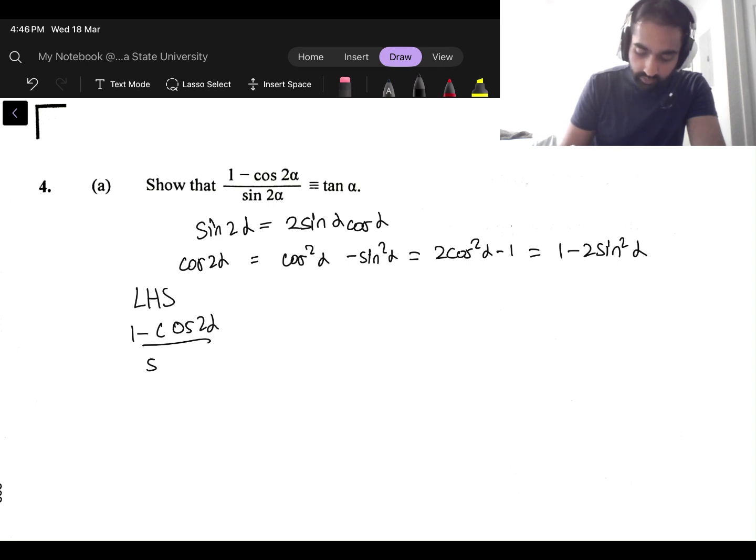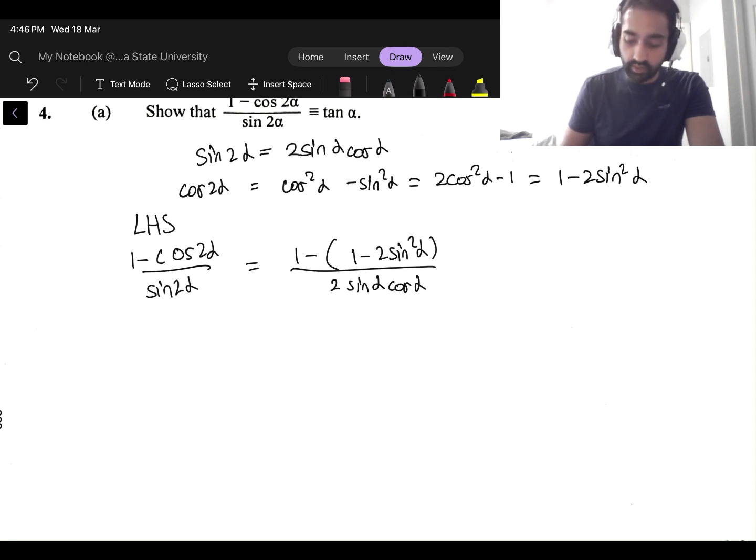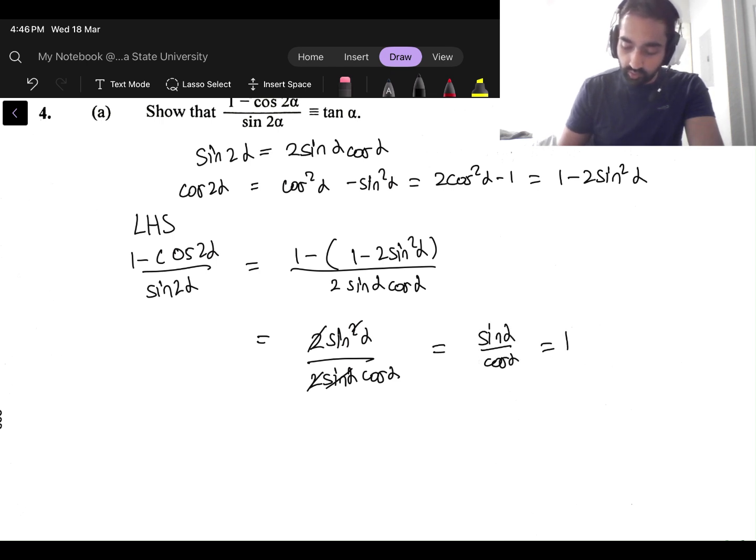1 minus cosine 2 alpha over sine 2 alpha is equal to 1 minus, and I'm going to put 1 minus 2 sine squared alpha, over 2 sine alpha cosine alpha. So in the numerator, the 1 minus 1 will cancel, and it'll just be 2 sine squared alpha over 2 sine alpha cosine alpha. And now the nice thing is the 2 cancels, and then one of the sines will cancel with this. So you're just left with sine alpha over cosine alpha, which is just tan alpha. And that's the right-hand side.